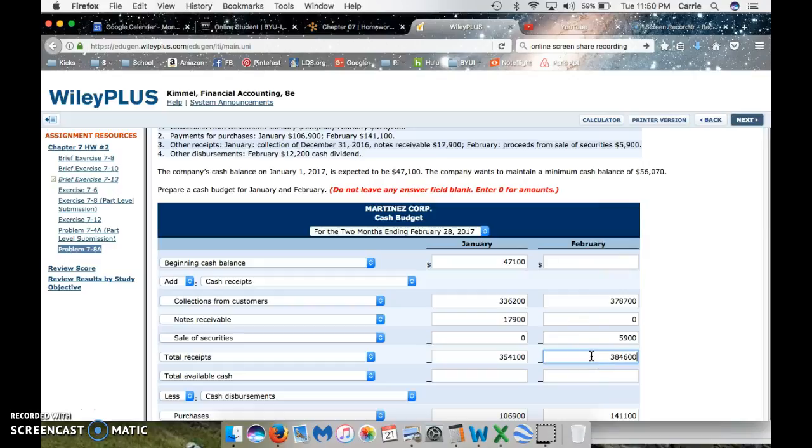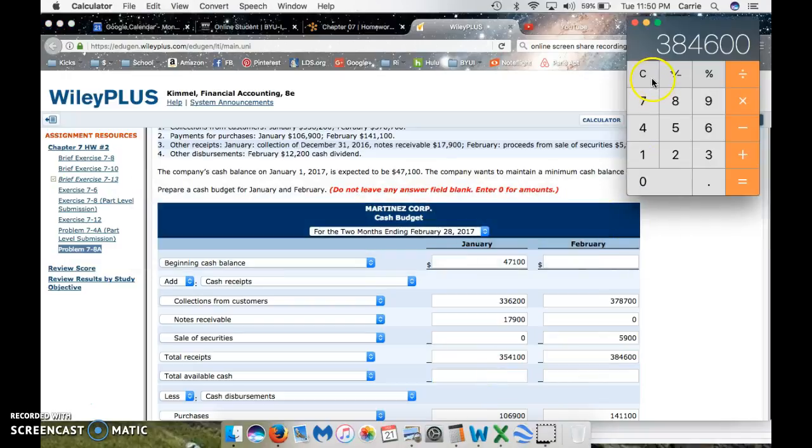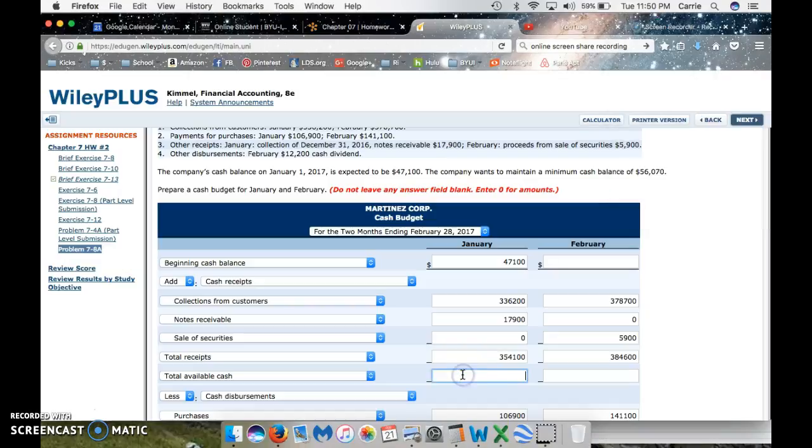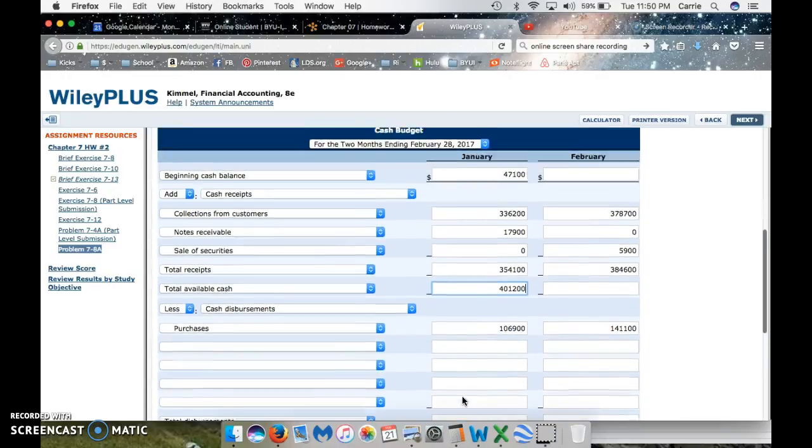384.6. Okay. So we know our total available cash for January because we had that starting balance of 47.1 plus our total receipts of 354.1. So our total available cash should be 401.2.